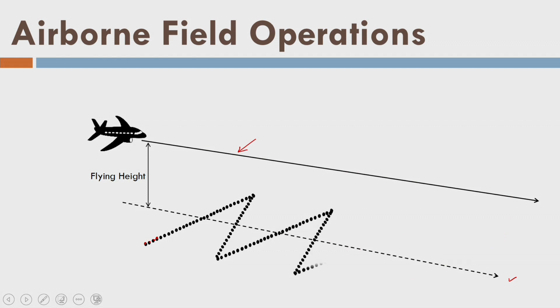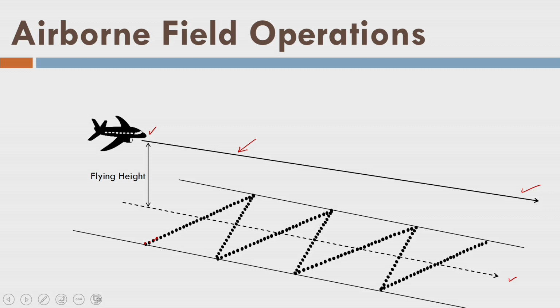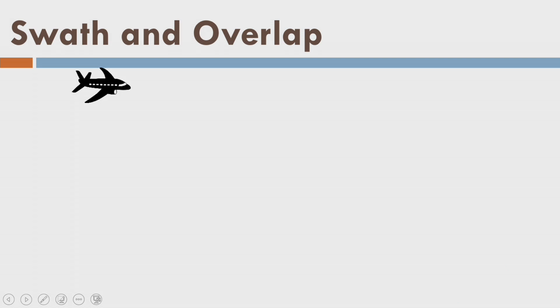Okay, so we got this kind of data over time. As the aircraft moves from this point to this point, we get this kind of data, what we call the zigzag pattern of the data. Now, these two lines are indicating the swath here. Once again, try to learn what the swath is.